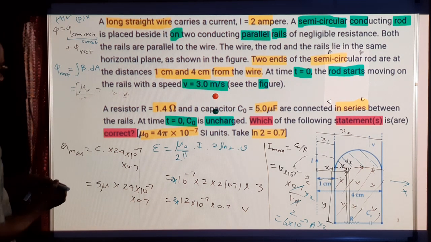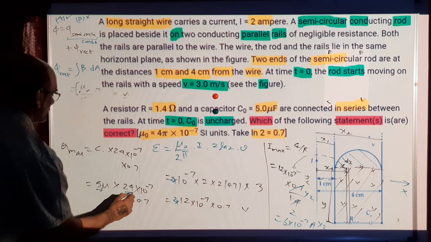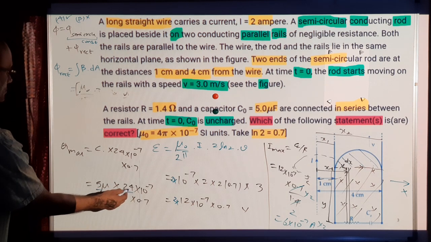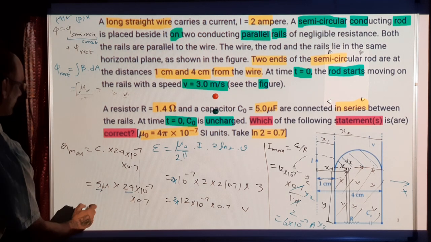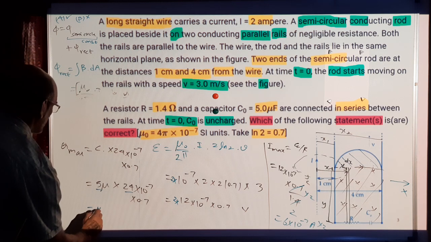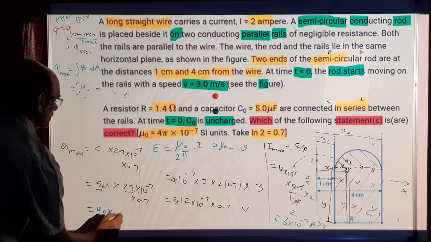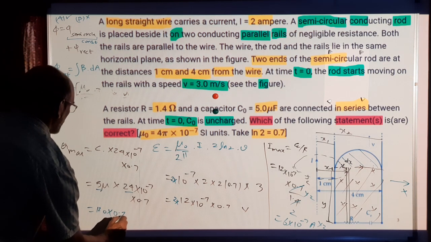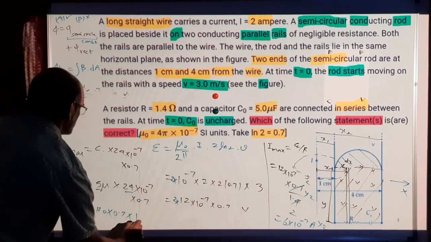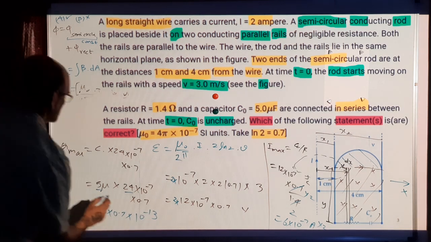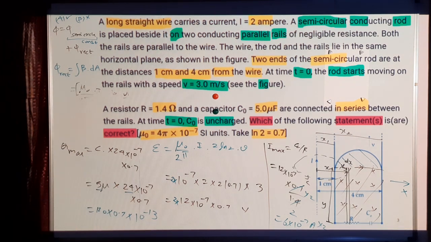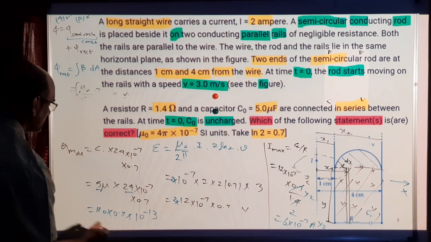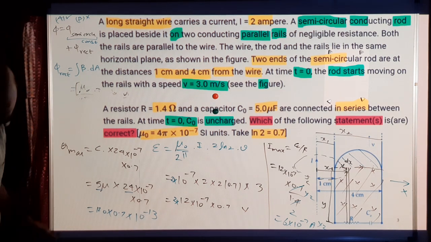So 5 and 24 I can combine as this. 24 is 2 into 12, 1 2 I can push it here, so it will become 120 into 0.7 into 10 raised to minus 13. This is 10 raised to minus 6, 10 raised to minus 1, minus 13. So 1 0 I can knock it here, so it will become 10 raised to minus 12.